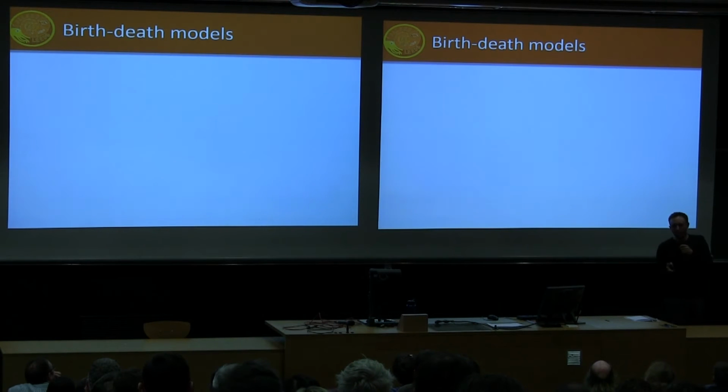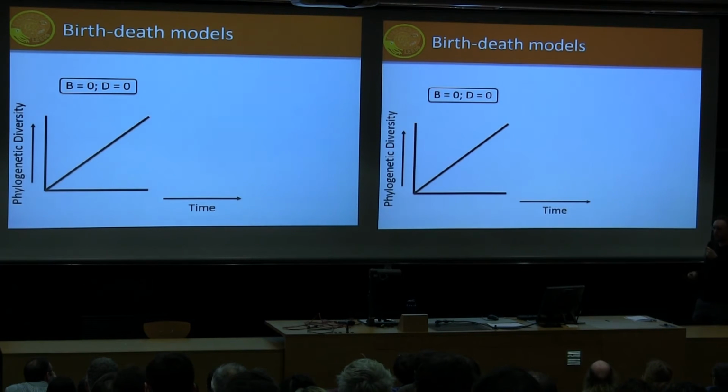So before I show you that, what we want to do is set up some simple birth-death model simulations to give us an expectation of what phylogenetic diversity should look like, so we can compare real data to it. So here's the simplest null model. Birth is 0, death is 0. Phylogenetic diversity, therefore, will increase linearly over time, and the slope is going to be basically how many taxa you put in your tree at the start of the simulation.